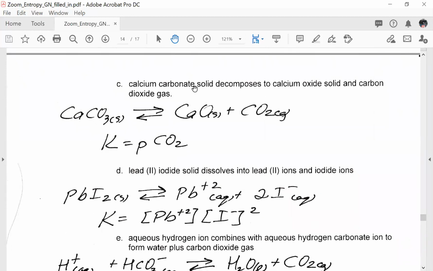Calcium carbonate solid decomposes to calcium oxide solid and carbon dioxide gas. So we've got solid, solid, gas. So our K is just going to be the partial pressure of our carbon dioxide. Our solids do not appear in the expression.